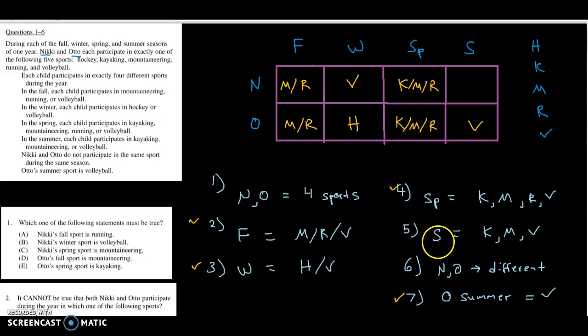And then for the summer, we know that, well, we've placed summer for O, so that means for N, it can be either K or M. Okay, and then we're basically done. We've placed all of those things.